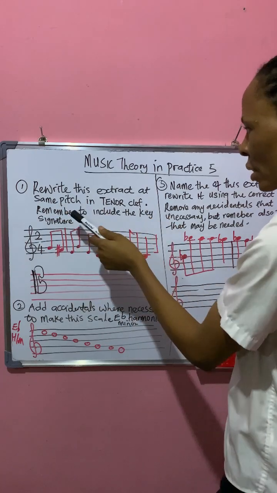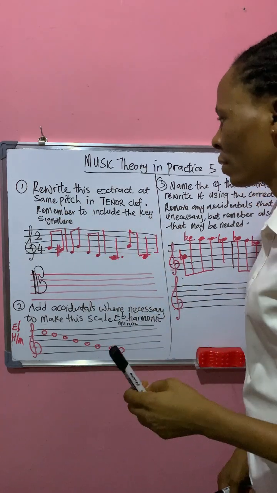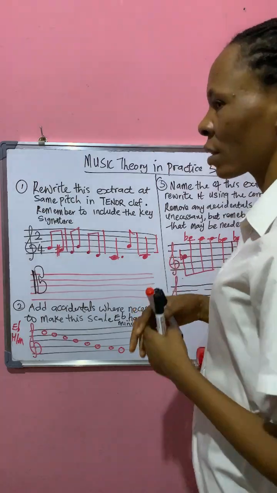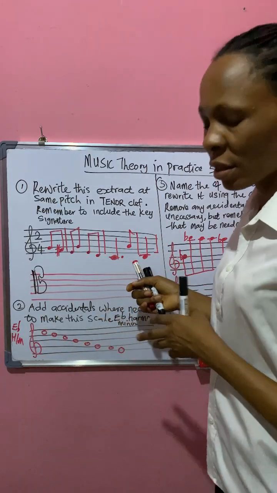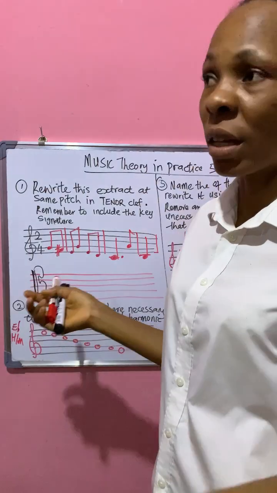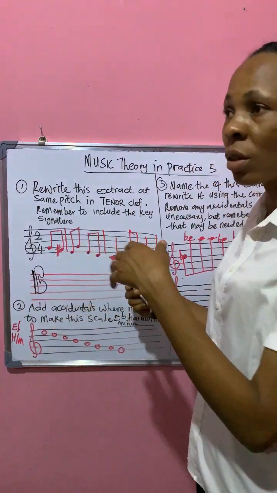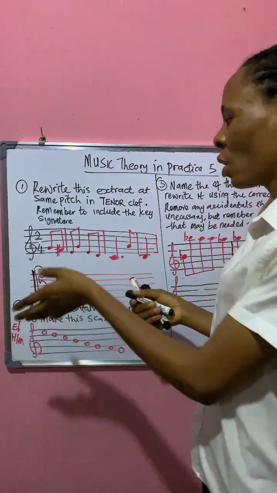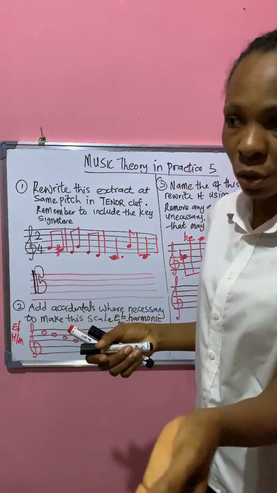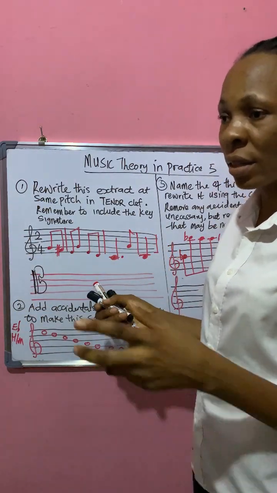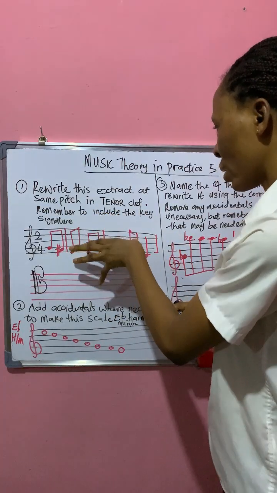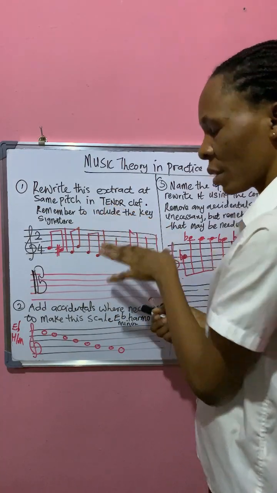Rewrite this extract at the same pitch in tenor clef. Remember to include the key signature. So you're asked to write it in tenor clef. We have different kinds of clef: the treble, the alto, and the C movable clef, where tenor and alto fall in. At this point, you are being asked to write this extract in tenor clef.